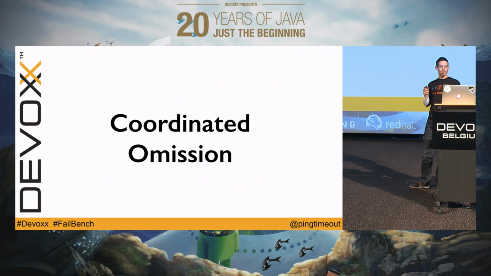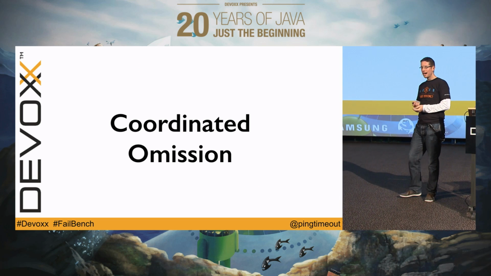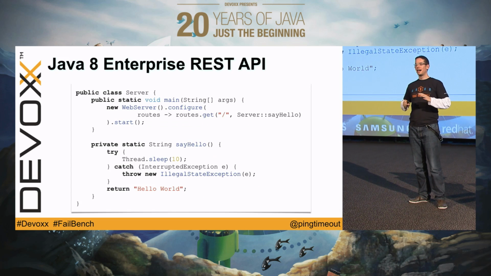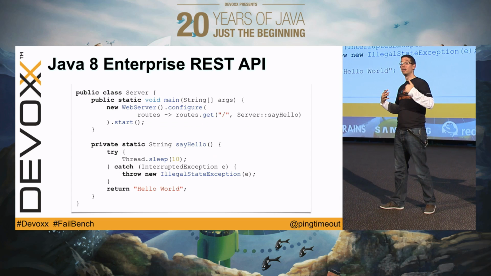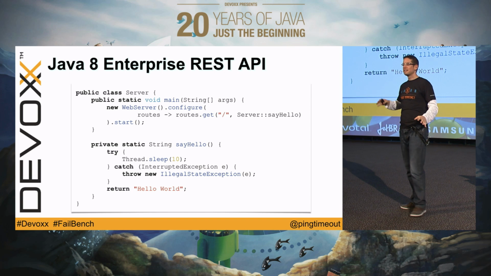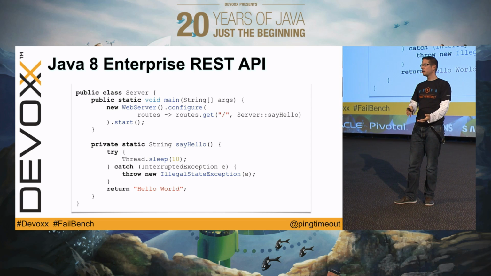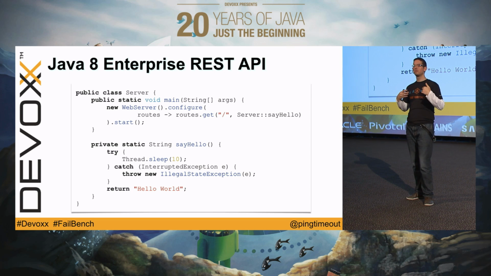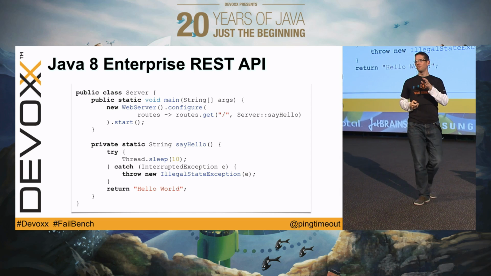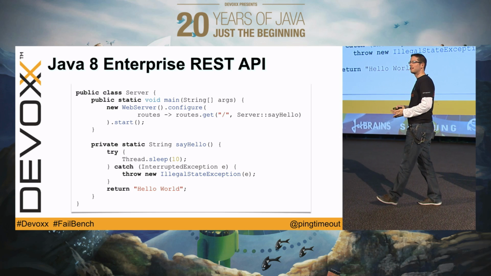So, let's talk about coordinated omission now. I am a Java developer, so I have this fantastic REST API. I love REST APIs, right? I have this fantastic REST API that has lambdas and method references, and what it does is, when I issue an HTTP GET query on my root endpoint, it will answer hello world. Now, it will also wait 10 milliseconds here, but there is an explanation for that.